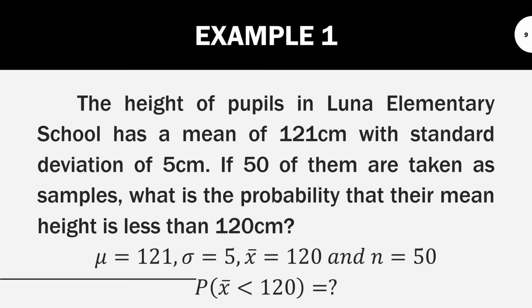So to give you the first example, we have here the height of pupils in Luna Elementary School has a mean of 121 centimeter with standard deviation of 5 centimeter. In a case that 50 of them are taken as samples, the question is, what is the probability that their mean height is less than 120 centimeter? So we have here the sample mean as 120. This is the population mean, 121 taken from this. The standard deviation is 5. The sample size is 50. And we are asked for the probability that their mean height is less than 120 centimeter.